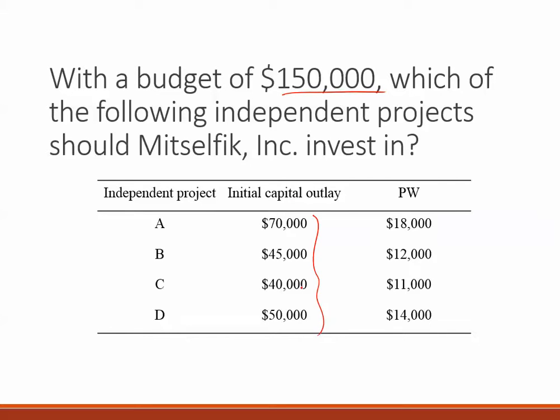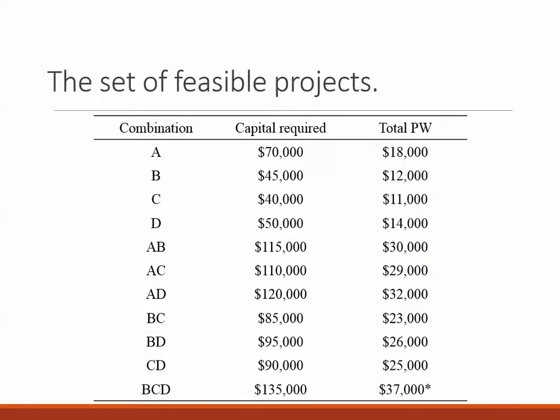If we add this up, let's see, 70 plus 40, 110 plus 50, 160. This is like 200. This is like 205, right? Forgive me if I did that wrong, I did it really quickly in my head. The point is we can't afford them all. How do I choose which ones?